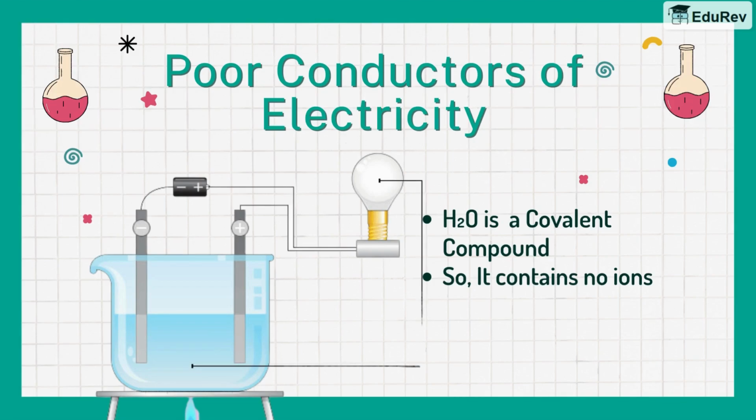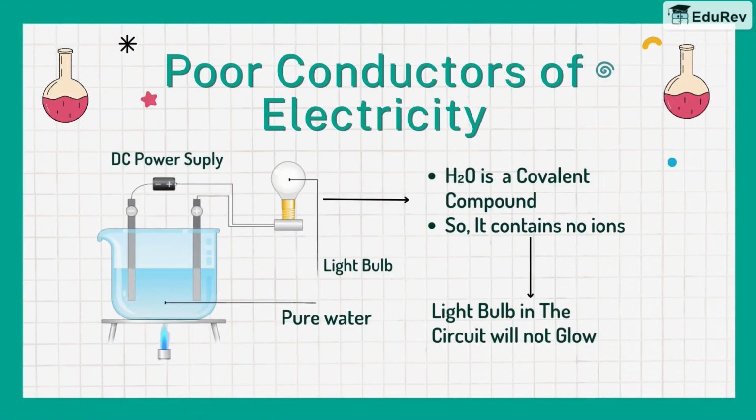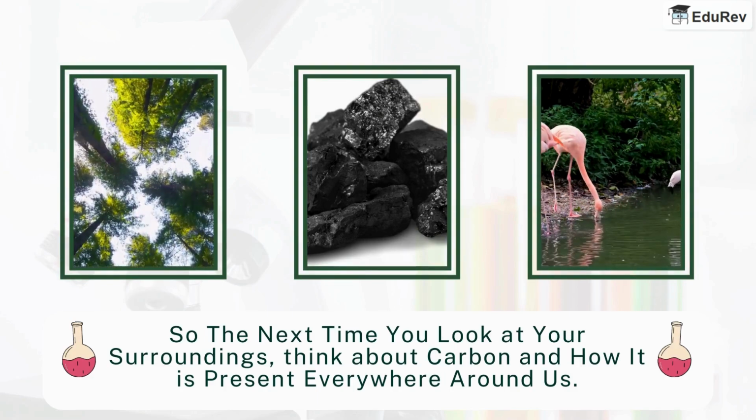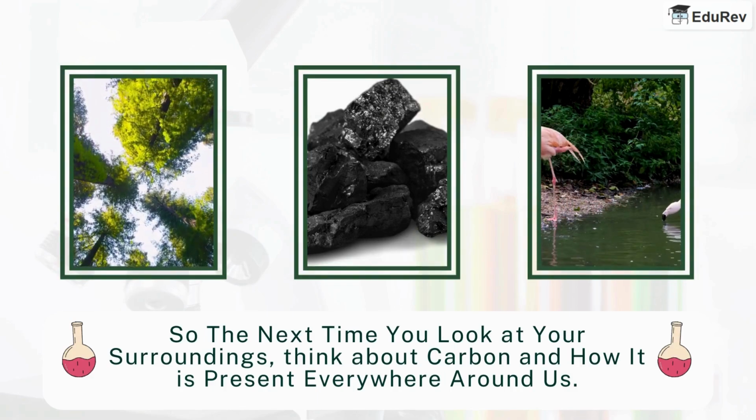We all know that because H2O is a covalent compound and not an ionic compound. So, there are no free ions that are present in this, because of which it cannot conduct electricity. And if it cannot conduct electricity, what will happen to the bulb in the circuit? Will it glow? So, the bulb in the circuit will not glow, because pure water is a poor conductor of electricity.